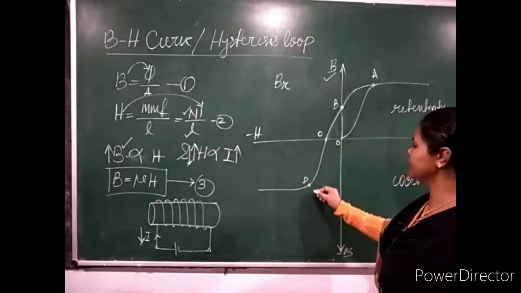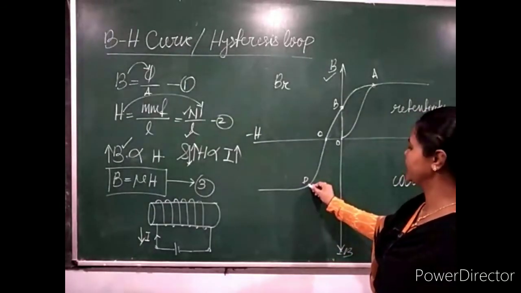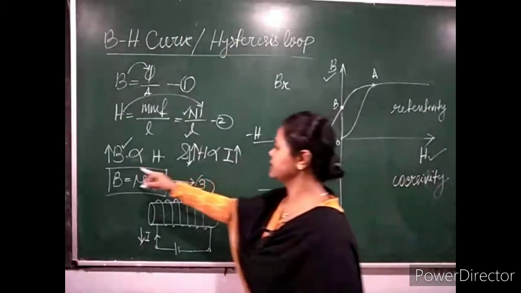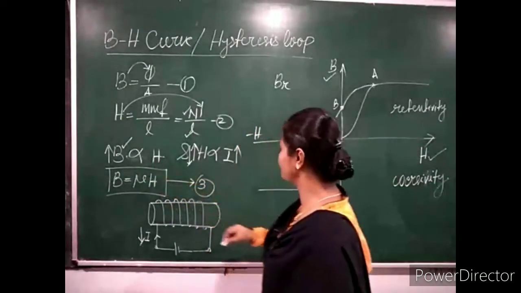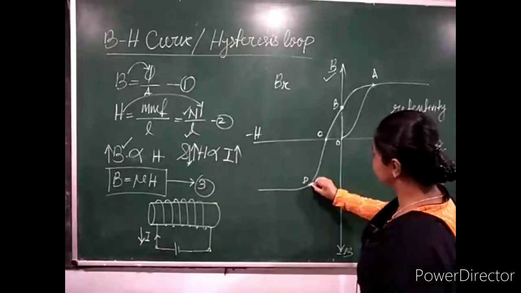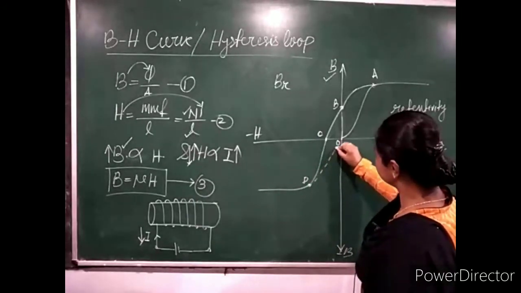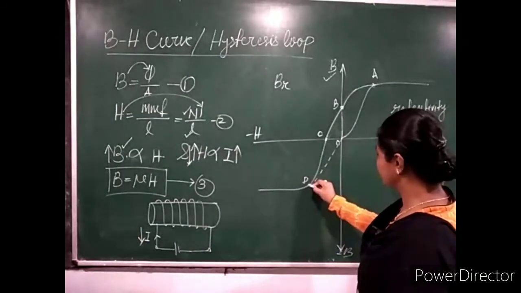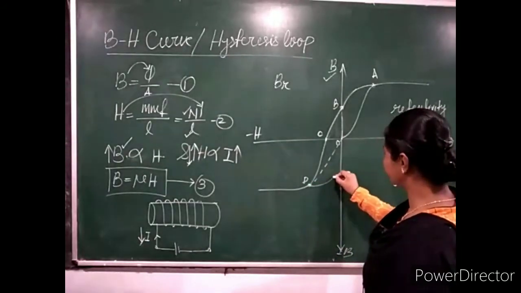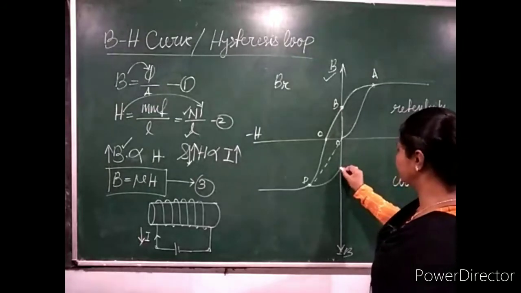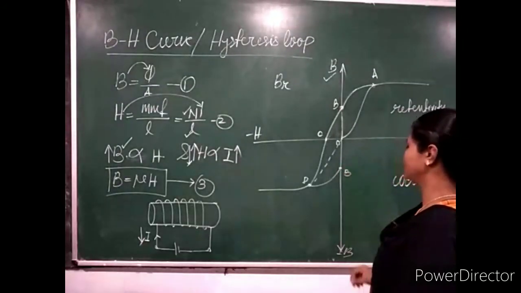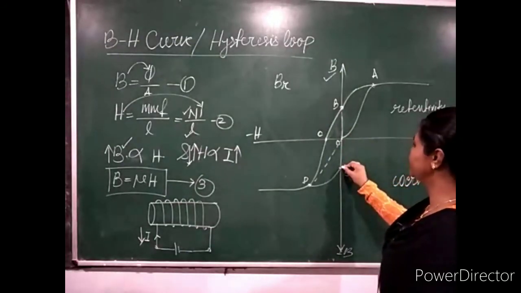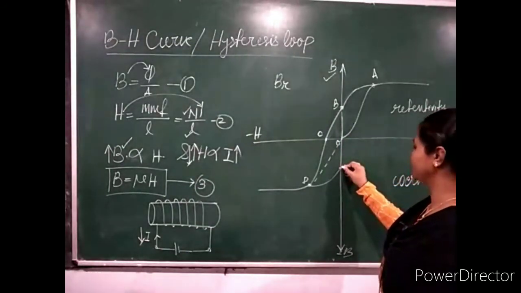If you decrease the current in the negative direction, then, as you know that flux density and intensity are directly proportional to each other, instead of getting this straight line, you get intensity becoming 0, but density is not 0. This is again due to the retentivity nature of the magnetic material.